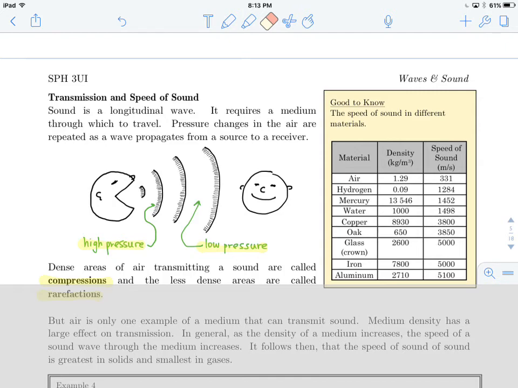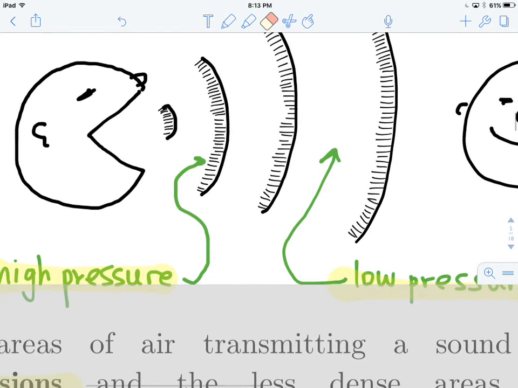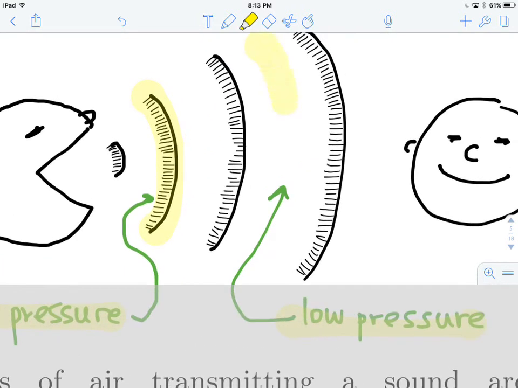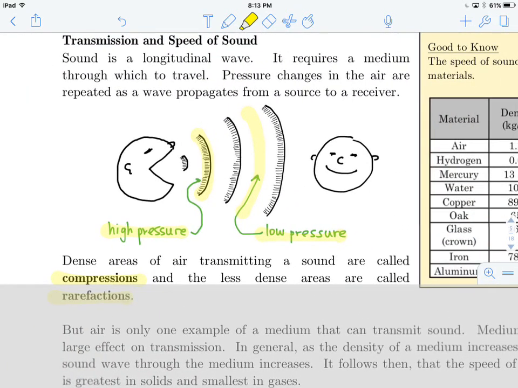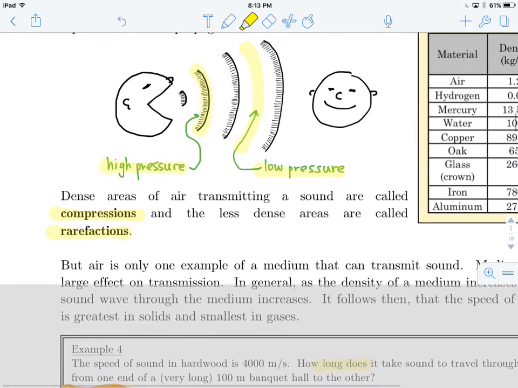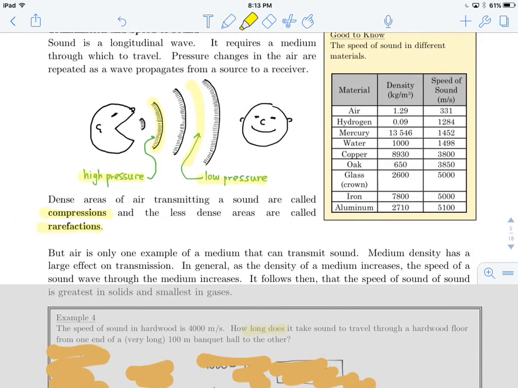You'll notice though, that in the air there's regions of high pressure where the air molecules all bunch up like this, and there's regions of low pressure where the air molecules all stretch out like this. This is how sound travels longitudinally. The dense areas of air are called compressions, and the less dense areas of air are called rarefactions. And air is one example of a medium through which sound can travel.